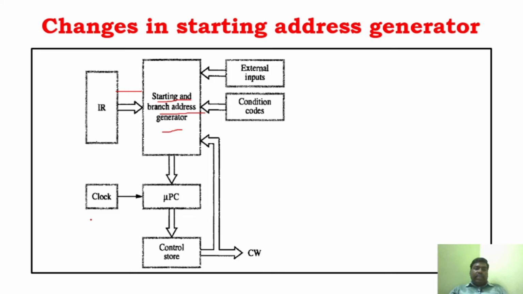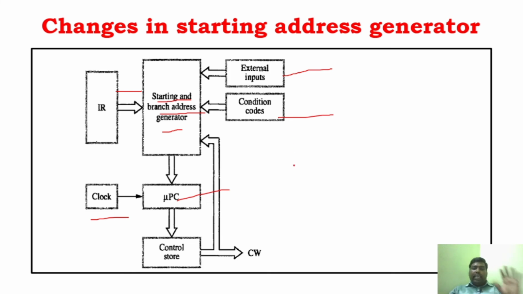And all these things we have already seen: the clock cycle, the clock, as well as the microprogram unit, and you know how this function works, okay? And here we have something called external inputs as well as conditional codes. In order to facilitate the branching operation, we use external inputs and conditional codes, right?